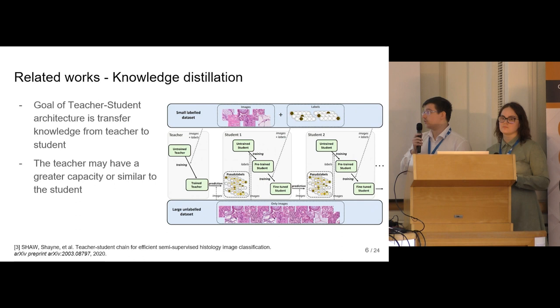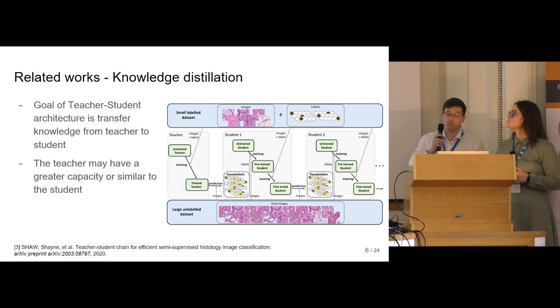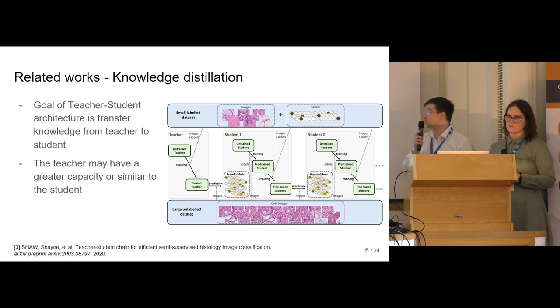There are several methods based on teacher-student architecture, including teacher-student chaining, where the student becomes the new teacher for the next student. The second approach is substituting teacher and student in the training process, whereby they exchange knowledge between each other. And the teacher may have a greater capacity or similar learning capacity as the student.